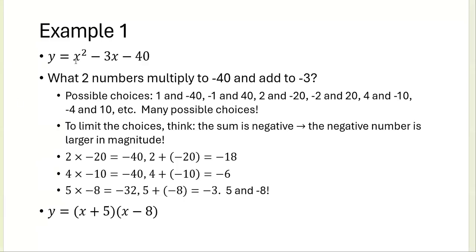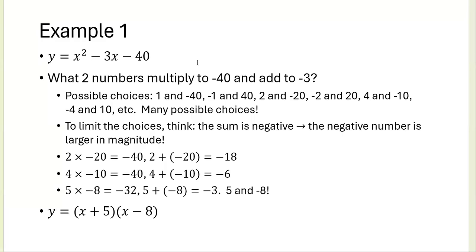So we have y equals x squared minus 3x minus 40. So we need two numbers. Again, the procedure is exactly the same. We need two numbers that multiply to negative 40. And those two numbers must add to negative 3. Okay. When it's one number that's positive, one number that's negative, in these cases, case 3 and 4, there are a lot more options.